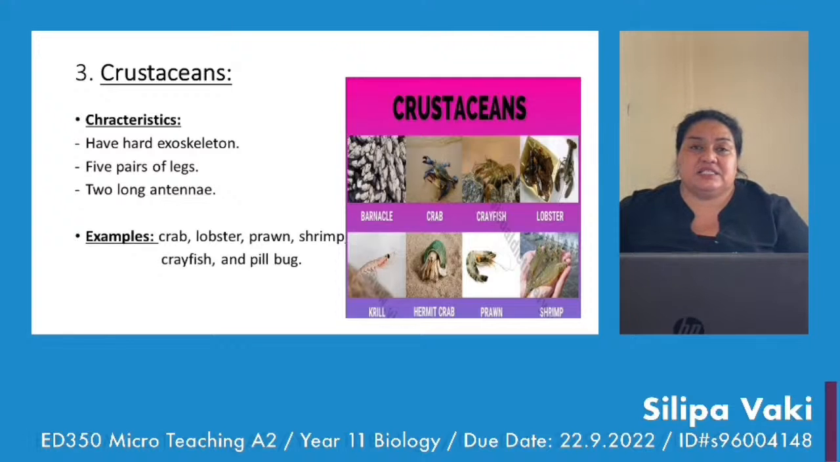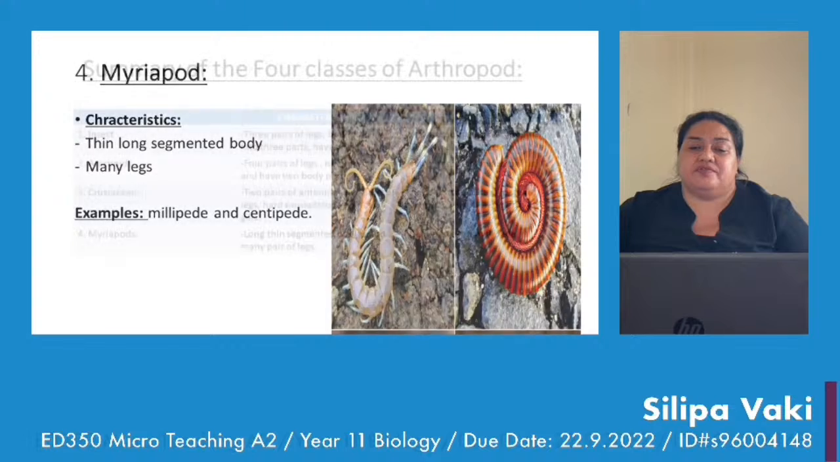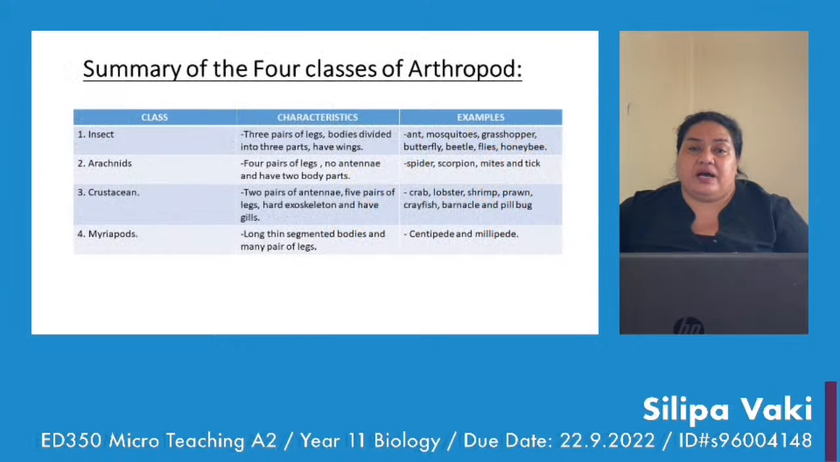And the last class is myriapods. These animals have a thin, long, segmented body and many legs. Examples: millipedes and centipedes. Here is the summary for the 4 classes of arthropods, including their characteristics and examples.